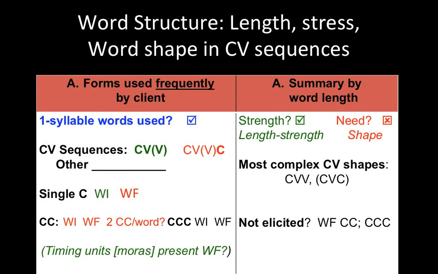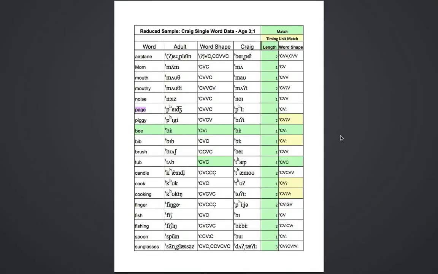Here we look at the variety of single syllable word shapes that Craig produced. For example, he produced mom as CV, mouth as CVV, and tub as CVC. Now we record all of those to show the variety of shapes he's able to produce. There may be some word shapes that were never assessed and that can be reported in the not elicited section.